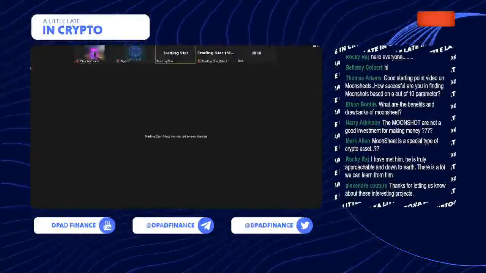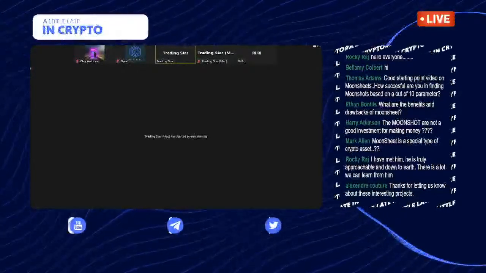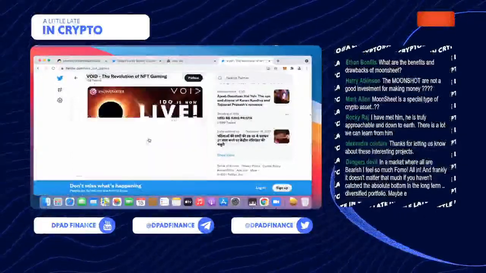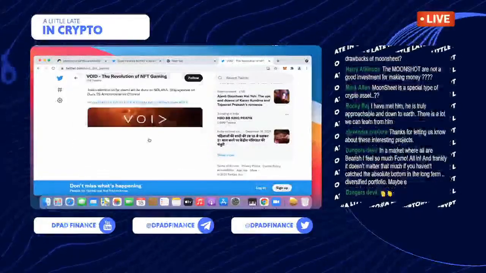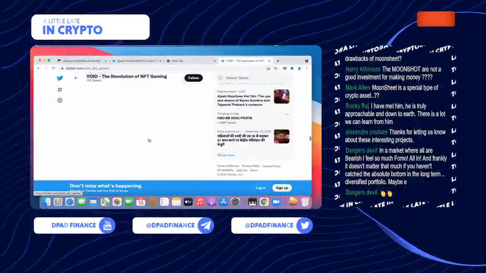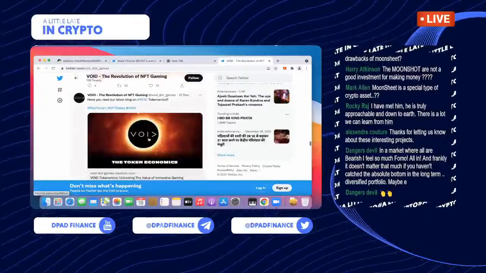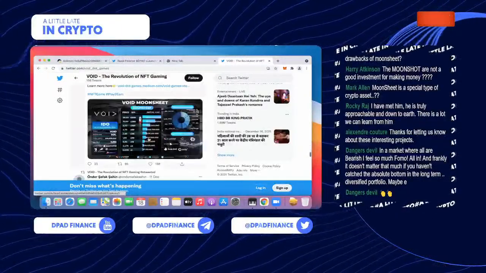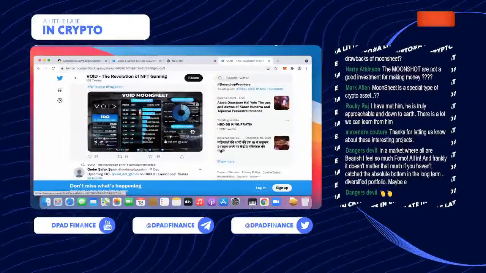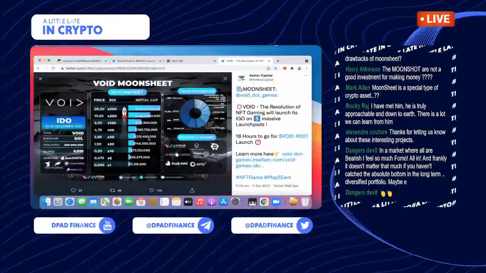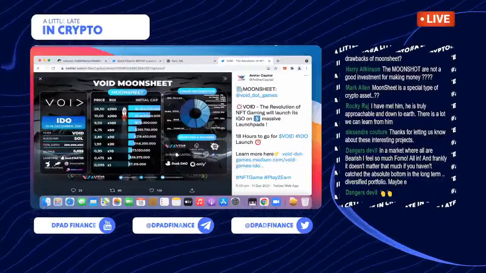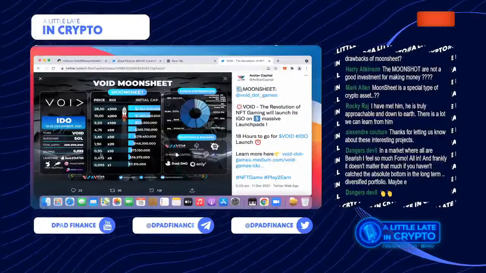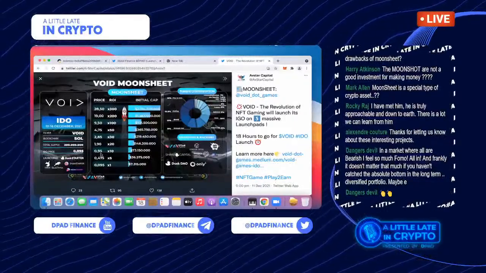It's not visible. The link is not working. Can you see my screen? Yeah, I see you scrolling through the Void Twitter. I have found Void's Moonsheet, but I'm unable to share the link. The link isn't working. No worries. I think AV Star Capital had shared the Moonsheet for this particular project. There we go. Everybody can see it? Yes, yes.